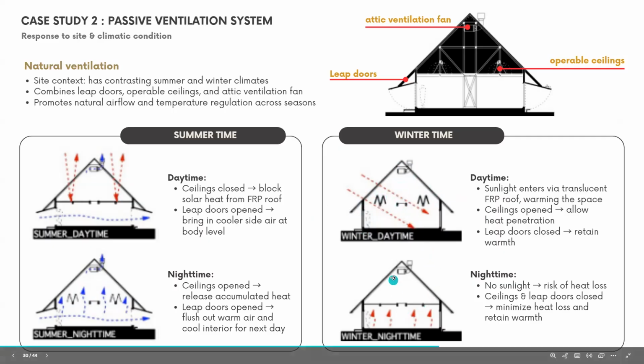And during the nighttime, because there's no sunlight to penetrate the roof area, and they want to confine heat at a certain space, they close off the ceiling and the louvre door to trap the heat only at usable spaces, which is the ground floor.